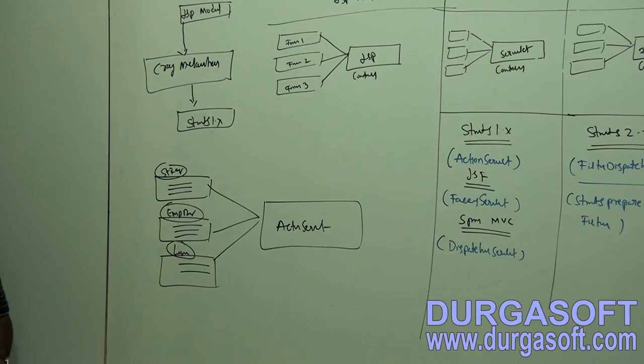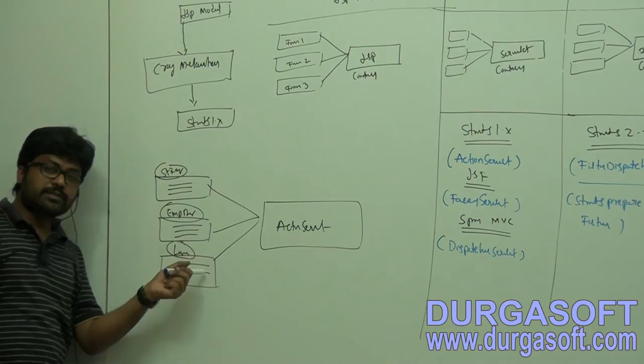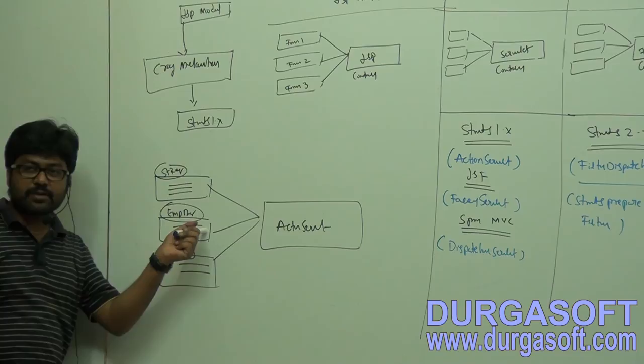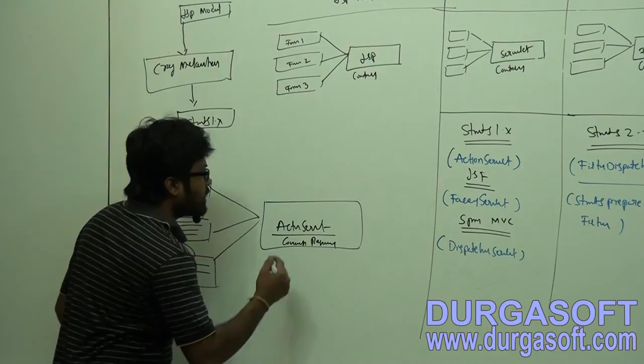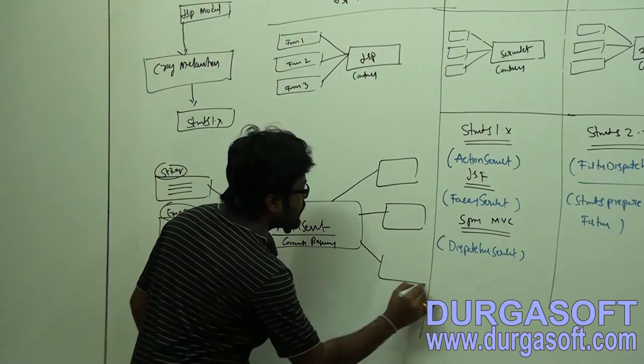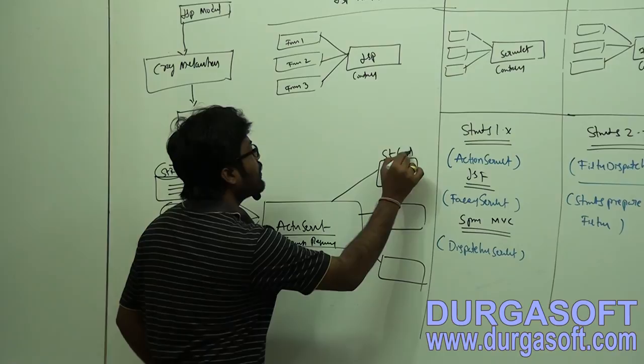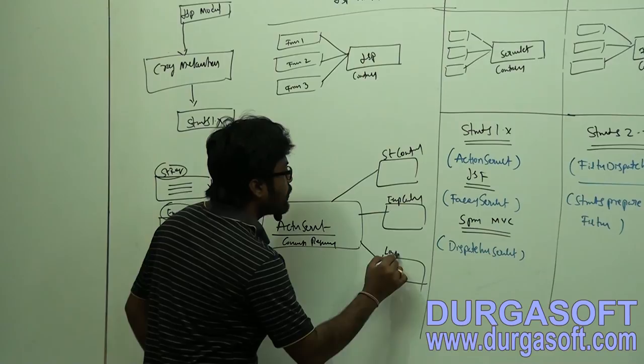But the common required operations for these three forms: they require validations, this one also requires form backup support, this one also requires form backup support, and this one also. So those common features are given here, designed in the action servlet, and the remaining things, user-specific operations, you need to write by using user-specific controllers. You have to write one student controller, one employee controller, and one login controller also. Then why did they give this action servlet? To execute the common things.